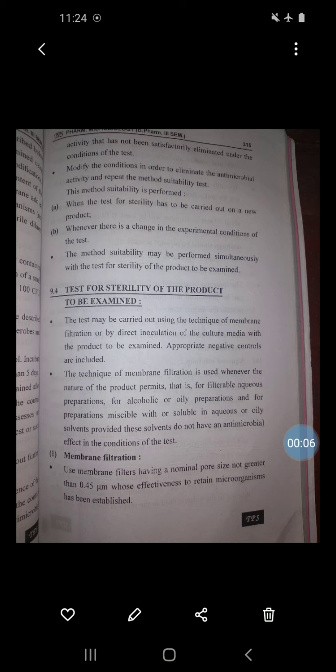In the last lecture, I discussed the testing of the product. Today, we will continue the same point, that is the remaining point: the test for sterility of the product to be examined.